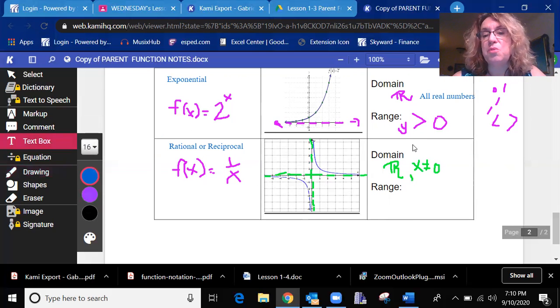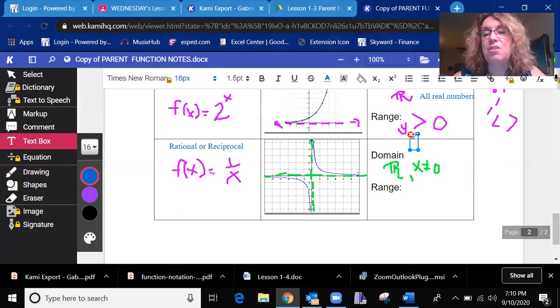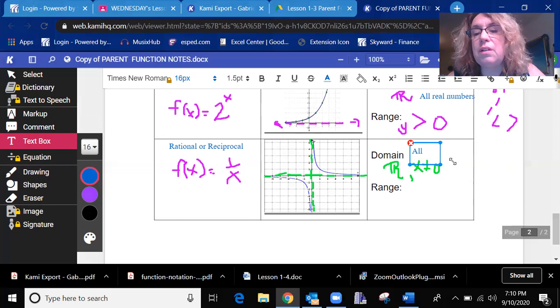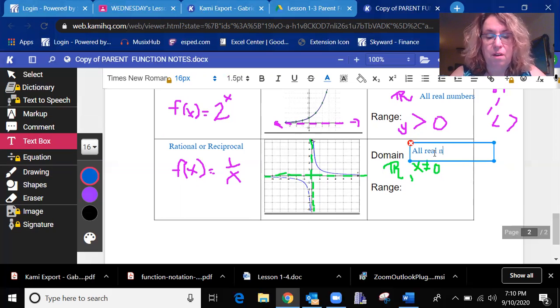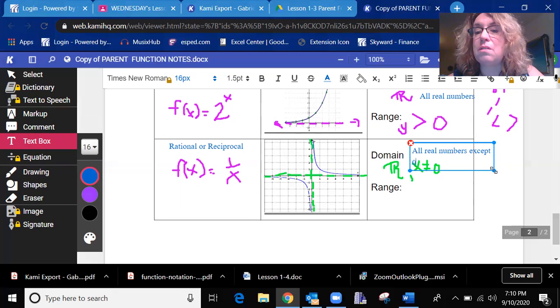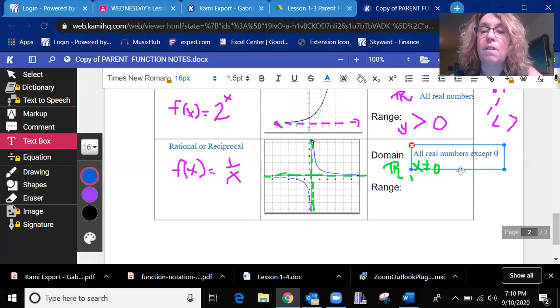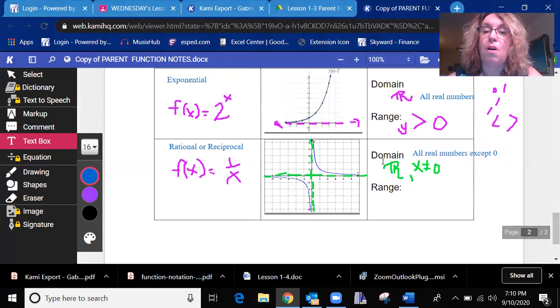Now what all those symbols mean, and mathematicians, it's just this language that we write things with symbols instead of words. This is all real numbers except 0. And that's what all of that means. All real numbers except for 0.